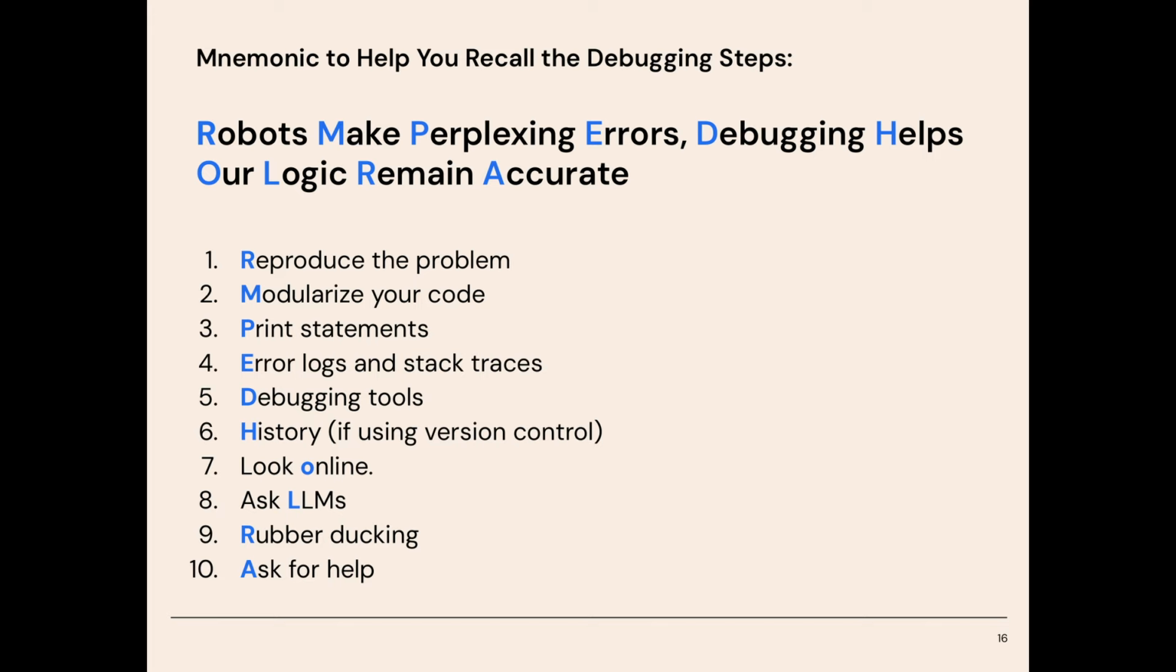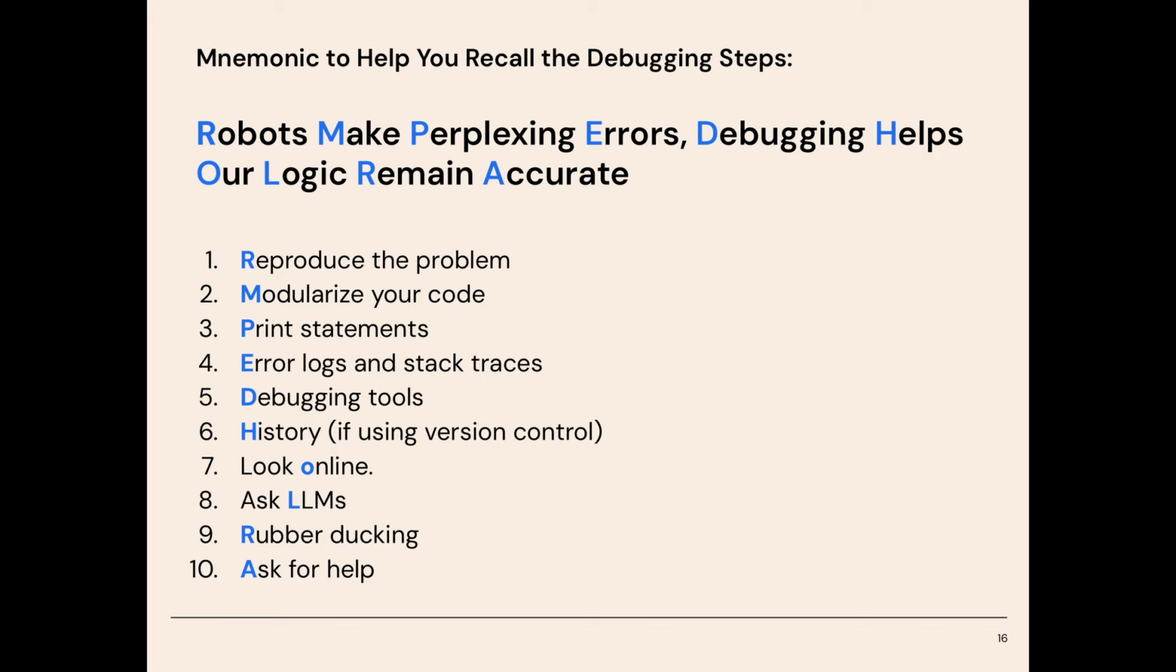Now, before I finish this video, I decided that I wanted to help you remember all the debugging steps that we covered in this video. And so I've created a mnemonic that can help you to remember. The mnemonic is: robots make perplexing errors, debugging helps our logic remain accurate. Now, each step corresponds to a debugging step. So R is reproduce the problem. Start by reproducing the issue so you can observe it happening consistently. What are the expected results versus the actual results?